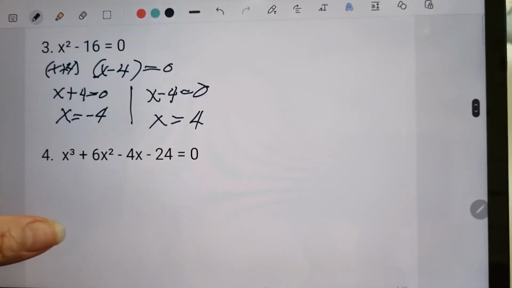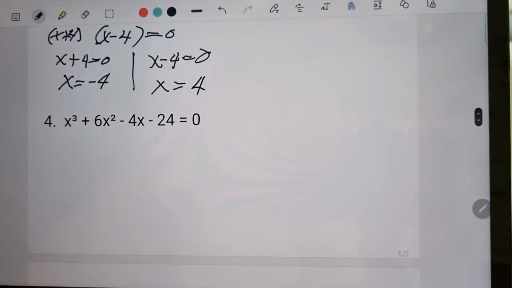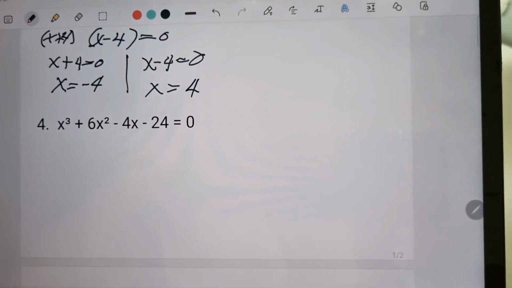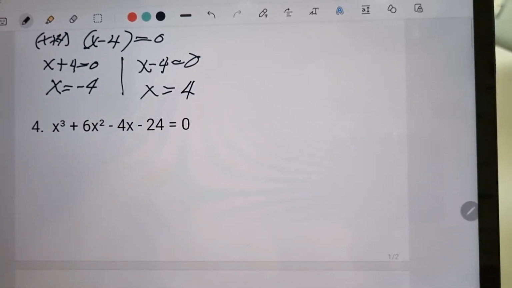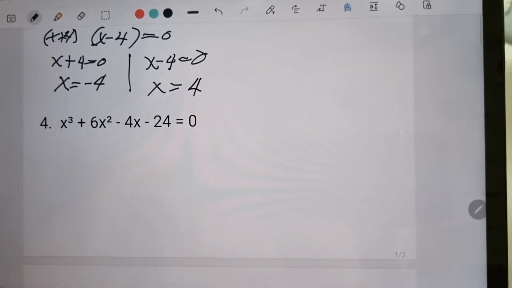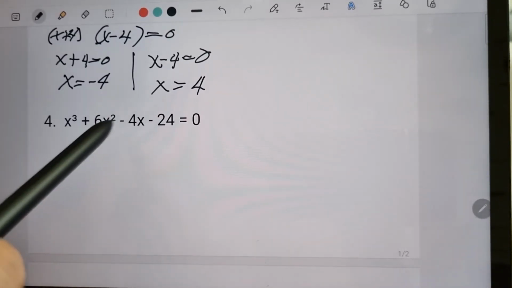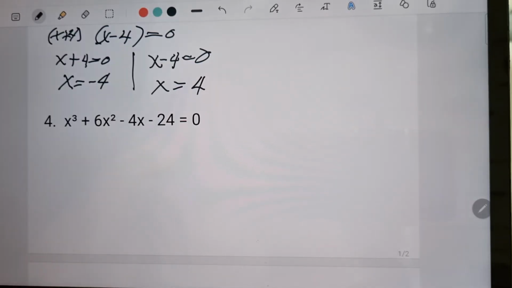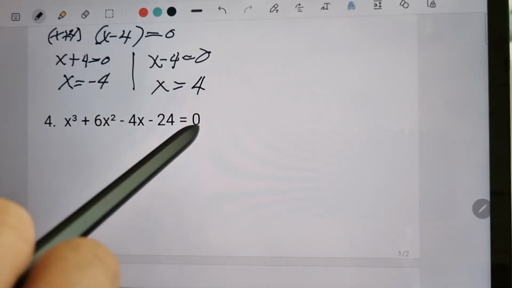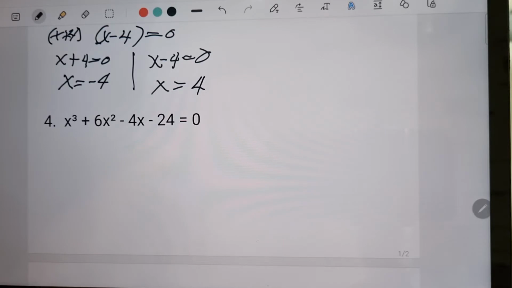Now, look at number 4. In number 4, how many terms do we have? We have 4 terms. First, second, third, and fourth. And this is already in standard form and then equal to 0. It means we are just going to factor this.